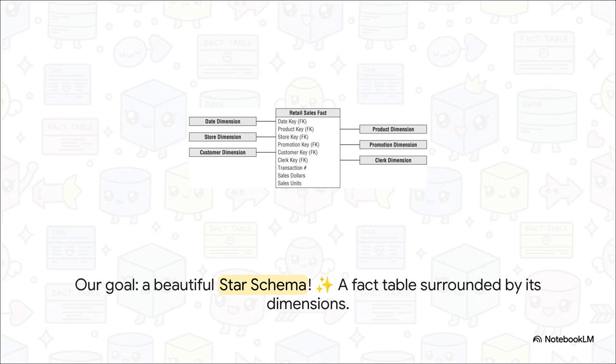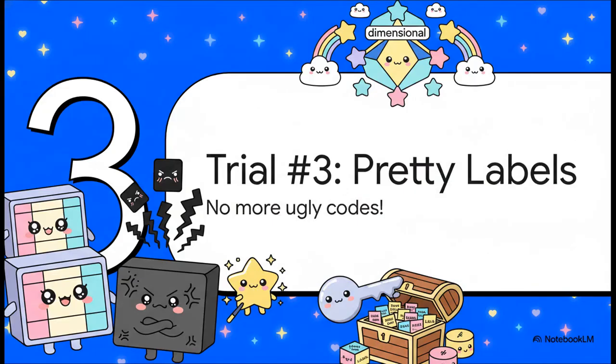And all around it are our dimension tables. Those are our ID cards full of all the descriptive context. Its simple, elegant structure is what makes it so fast and easy for people to use. This is our goal. All right, back to the quest.